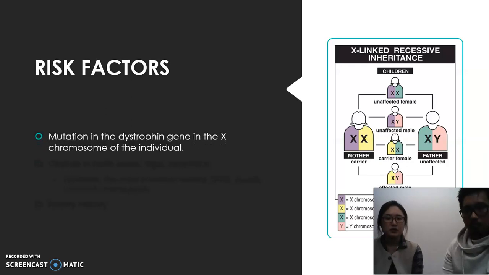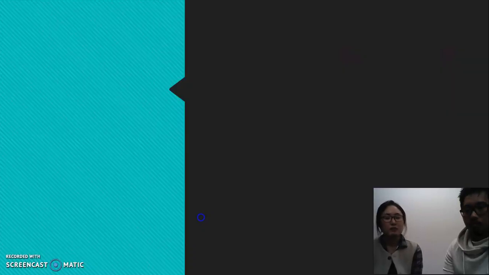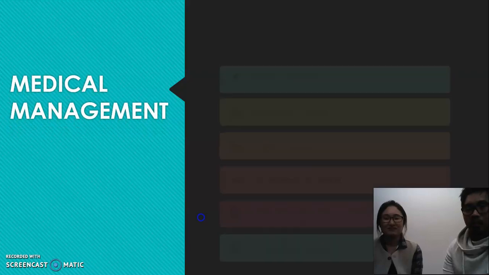So mutation in the dystrophin gene in the X chromosome of the individual. And it occurs in both sexes, ages, and races in general. However, the most common variety, DMD, usually occurs in young boys. And family history of muscular dystrophy.